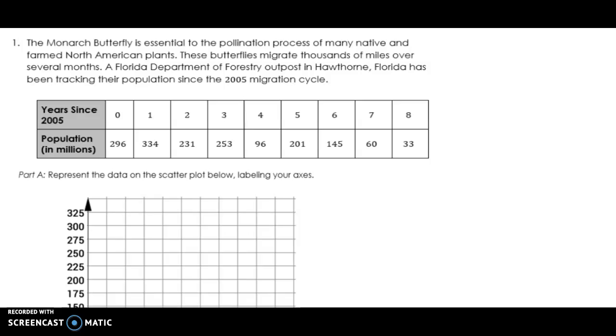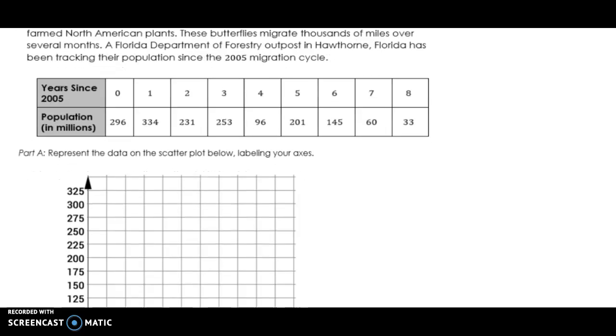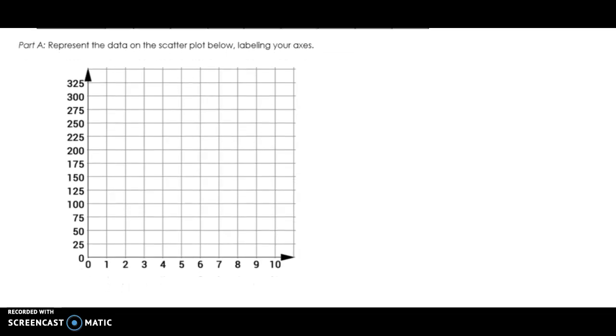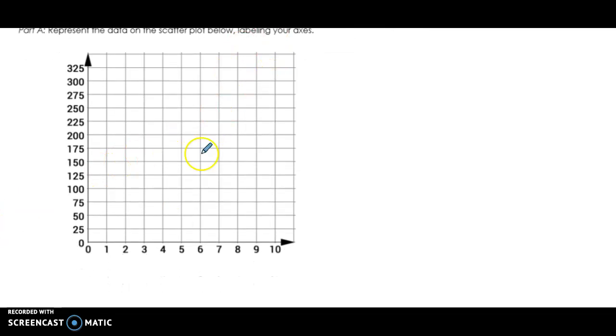So the question was, the monarch butterfly is essential to the pollination process of many native and farmed North American plants. These butterflies migrate thousands of miles over several months. The Florida Department of Forestry outpost in Hawthorne, Florida has been tracking their population since the 2005 migration cycle. So in part A, all they want us to do is represent the data on a scatter plot labeling the axis. So first, let's go ahead and label the axis.